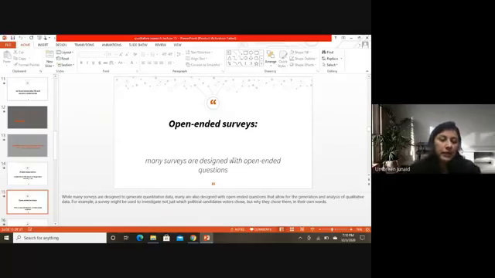While many surveys are designed to generate quantitative data, as we all know, with an ABCD option, many are also designed with open-ended questions that allow for the generation and analysis of qualitative data. For example, a survey might be used to investigate not just which political candidate voters choose, but why they choose them in their own words. So definitely, this is a very clear example. You are given a questionnaire. A question is asked: which party is your preference?